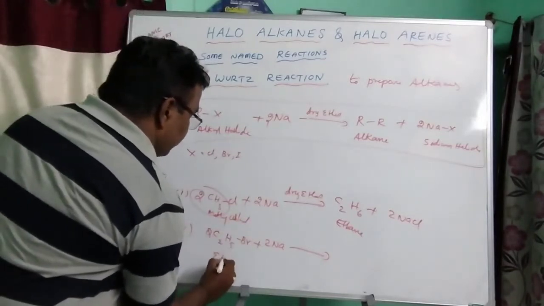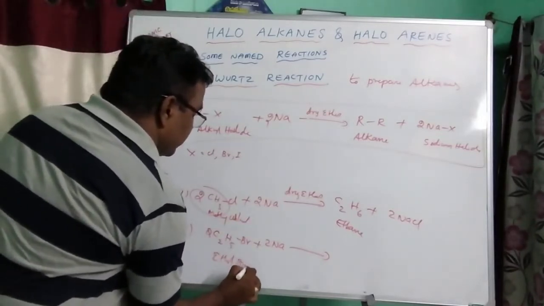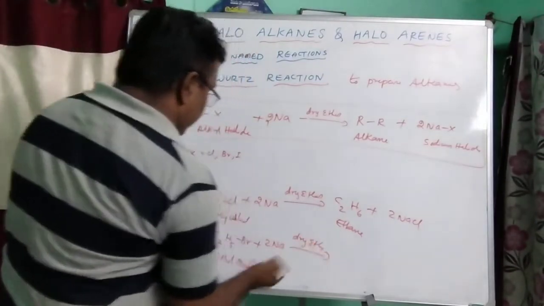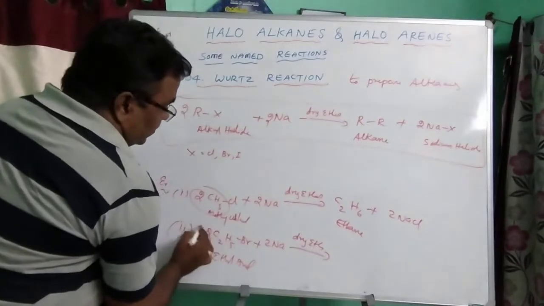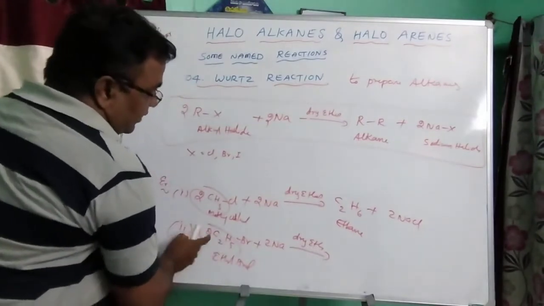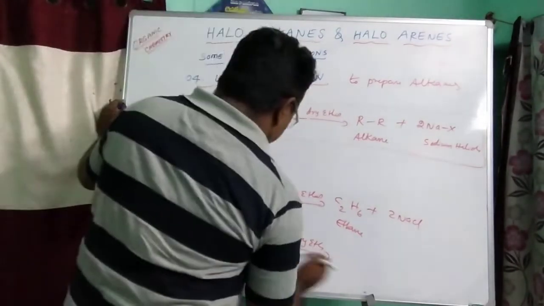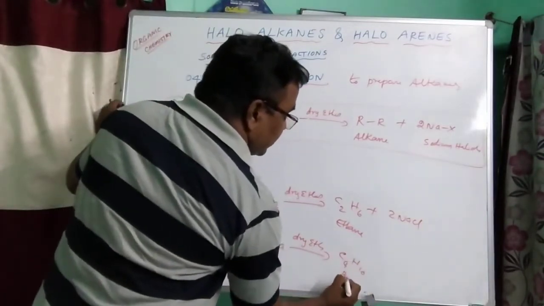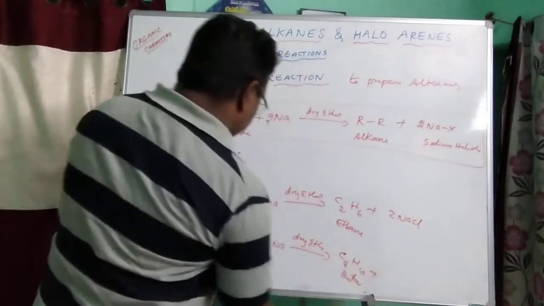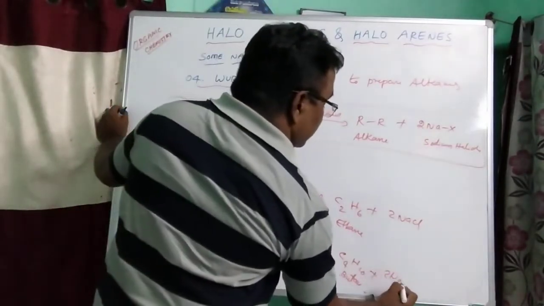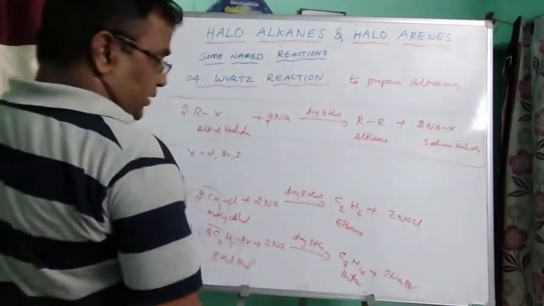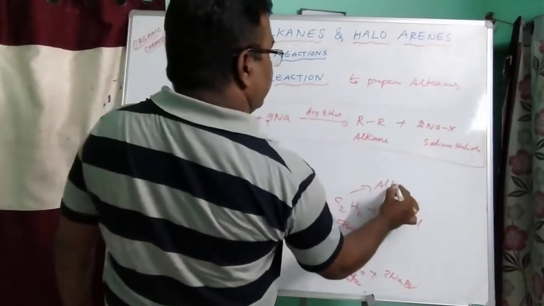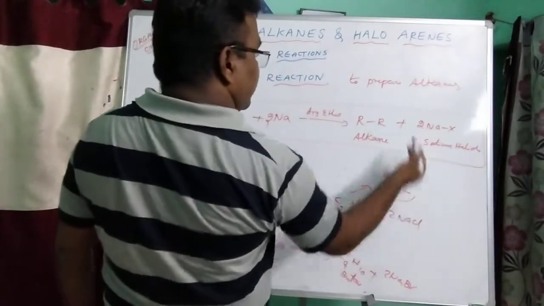So this is ethyl bromide. We have sodium metal in presence of dry ether. So here 2 ethyl groups convert to 1 molecule of butane, C4H10, the fourth alkane, plus sodium bromide. So in this reaction, ethane and butane are alkanes. So this reaction is used to prepare alkanes.